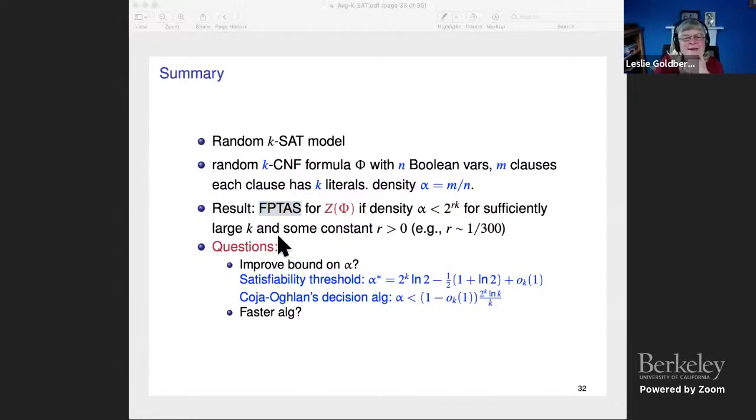Okay, so you end up with an FPT test when the density is at most 2 to the RK. And questions might be, could you improve the bound on alpha? Because we got exponential in K, but remember the satisfiability threshold is actually 2 to the K log 2. Could you get closer to that? And also a faster algorithm, because actually this linear program, it's polynomial size, but it's not exactly small.